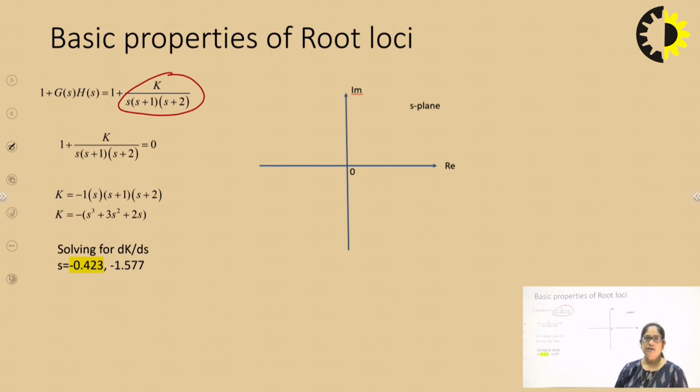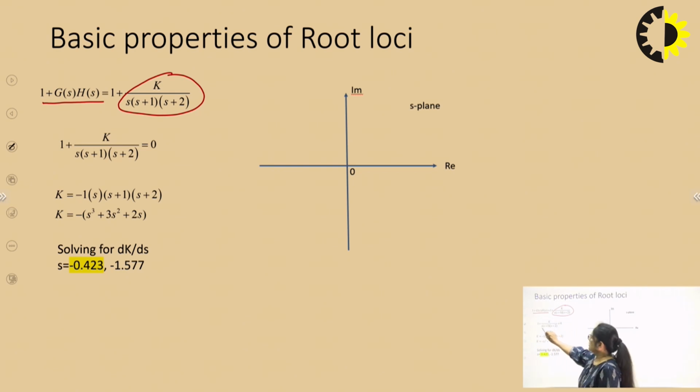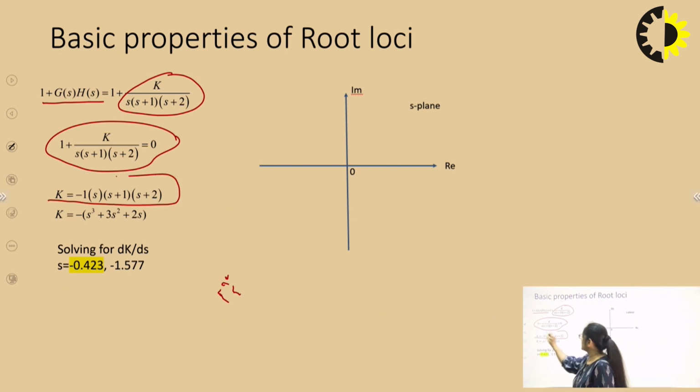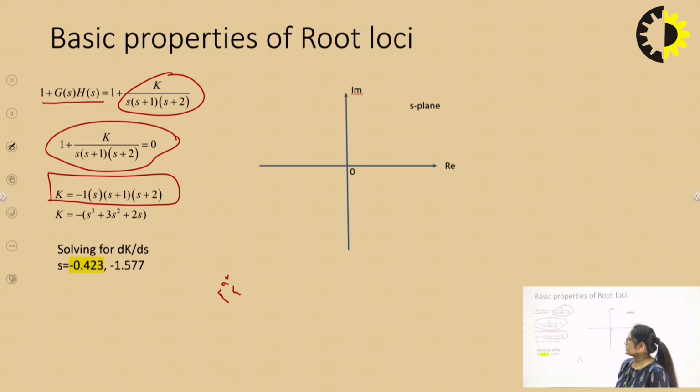Characteristic equation is 1 plus GSHS. Now, we are using this 1 plus k upon s into s plus 1 into s plus 2, because GSHS is k upon s into s plus 1 into s plus 2. This characteristic equation is equated to 0. Upon equating it to 0, we see that the expression for k is minus 1 into s plus 1 into s plus 2.